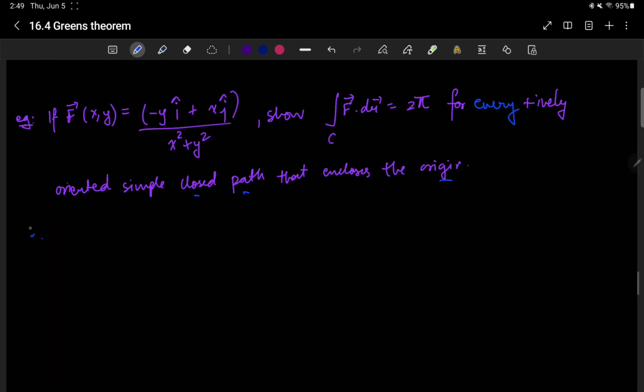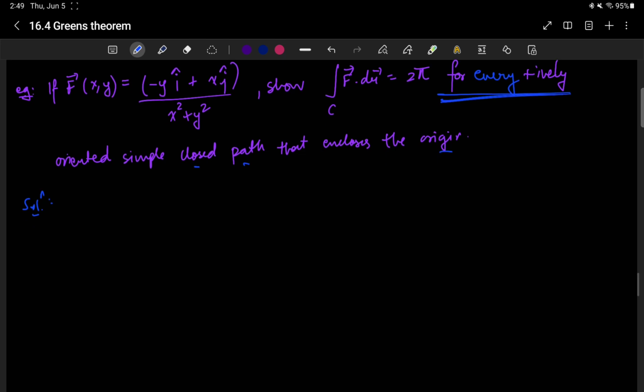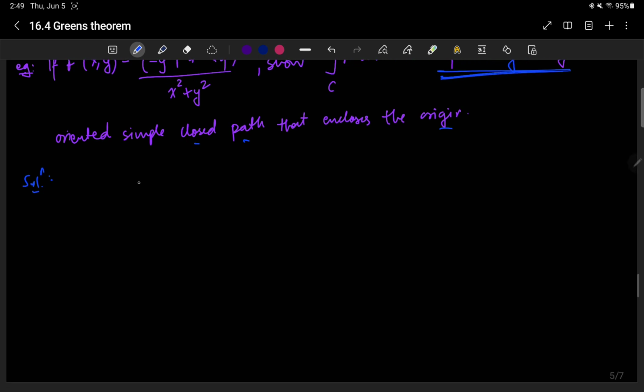So first of all, this question is different from any we've done so far because it's asking us to show something for every path, which means it's kind of like a proof. It is not theoretically possible for us to check every single curve because there are infinitely many. So there must be some other way in which we can work with this problem. For every positively oriented simple closed path that encloses the origin, we have to start with any arbitrary path. The only thing that it satisfies is that it encloses the origin.